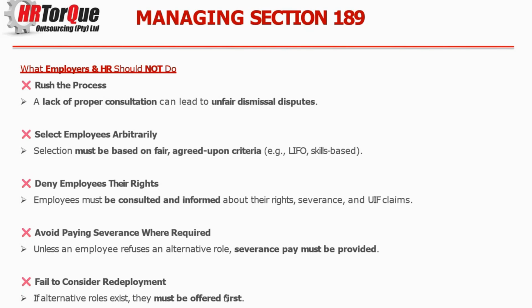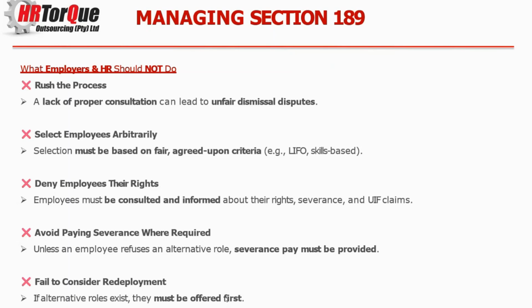Okay, you have to give them 1 week of severance pay, so 1 week of remuneration for every completed year of service. So remember, completed year of service meaning if you started, for example, in September last year and you're getting retrenched in June this year, you would not get severance pay because you have not completed 12 months of service. Okay.